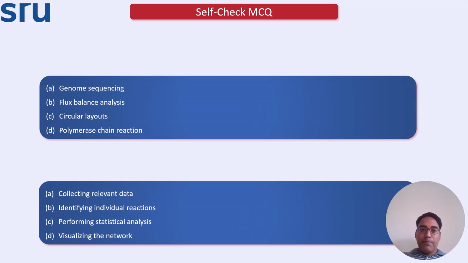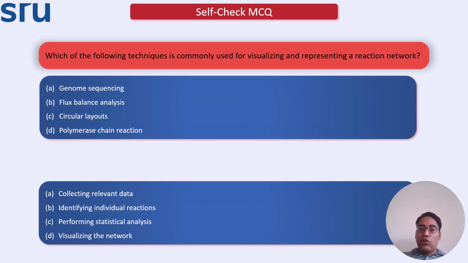So now let us understand the cell check MCQ and give the answers. Which of the following techniques is commonly used for visualizing and representing a reaction network? Genome sequencing is of course not the right answer. Flux balance analysis, FBA, is also not the right answer. Circular layout makes sense. So option C is the right answer.